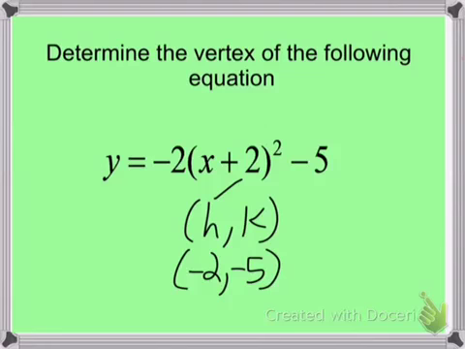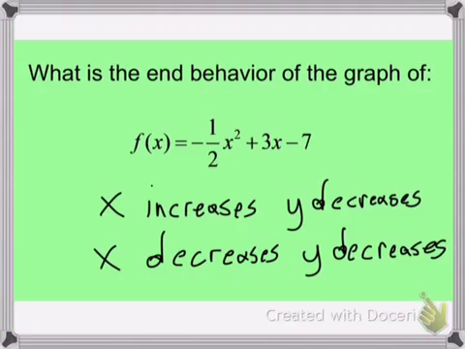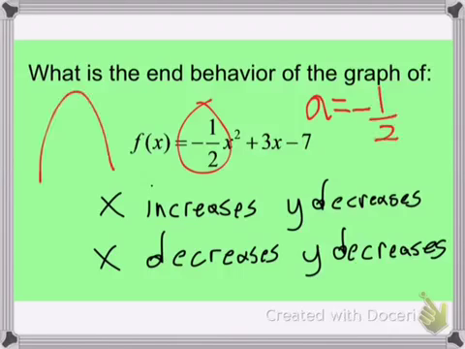Determine the vertex of the following equation. That's H, that's K. So you have to do the opposite, which makes that a negative 2. And then negative 5 is just K. Right here, since A is negative 1/2, I'm going to flip the graph upside down, so both of the Y values will be decreasing.